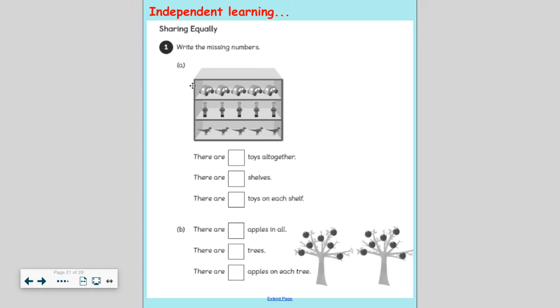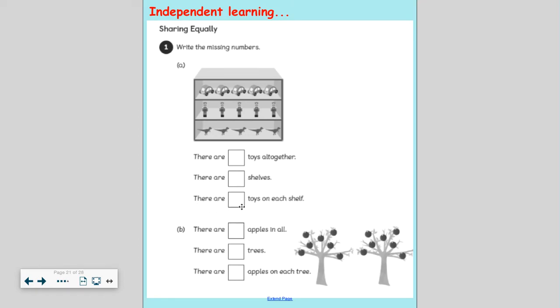So here, I can see these are in 5s. So there must be 5, 10, 15 toys altogether. There are 15 toys altogether. There are how many shelves? Well, I can see there's 1, 2, 3 shelves. The shelves are the groups, so I'd need to put a 3 in this box.